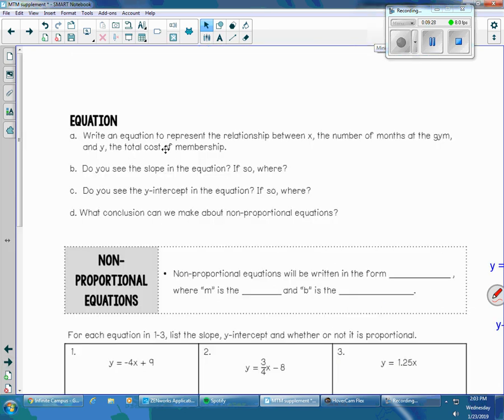Write an equation to represent the relationship between x, the number of months at the gym, and y, the total cost of the membership. So I kind of already did this, but in case you didn't catch it, I'm going to do it again. So my total cost is equal to the slope times the number of months at the gym plus the initial value. So we see the slope in the equation, it's 20. It's the coefficient of x.